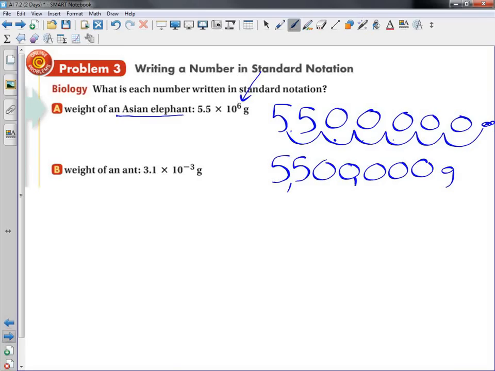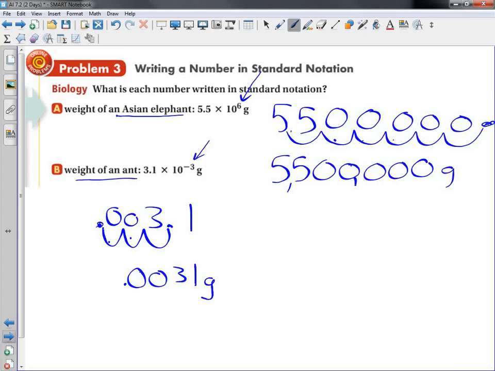All right, if we talk about the weight of an ant, okay, negative exponent tells me it's a small number, which makes sense because we're talking about an ant. It's very small. So we have 3.1. The negative exponent tells me I'm going to move it to make this a small number. Right? If I want to make it a small number, move 3 spaces to the left. 1, 2, 3. And again, we fill in the empty spaces with zeros. 0.0031 grams.